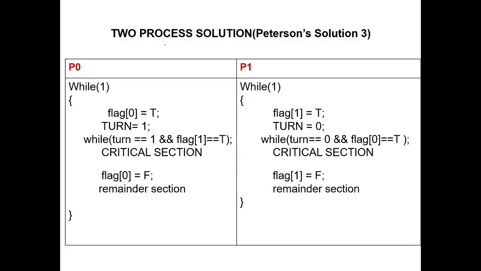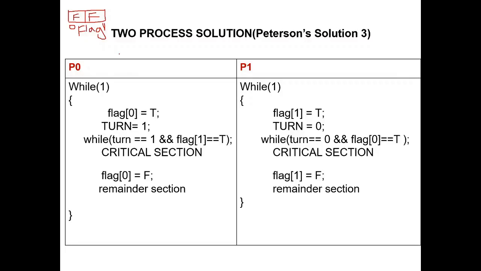So this is Peterson's algorithm for process P0, and this is for process P1. At the beginning the flag value is going to be false only, that is flag of 0 and flag of 1. So both are going to be false at the beginning. Flag of 0 is false and flag of 1 is also false.